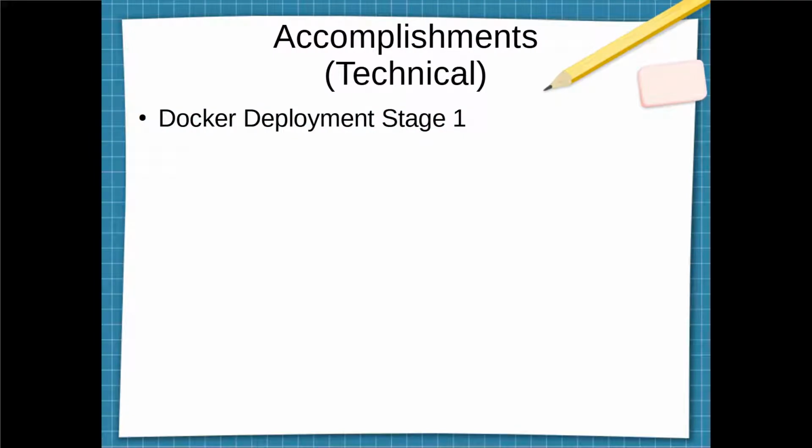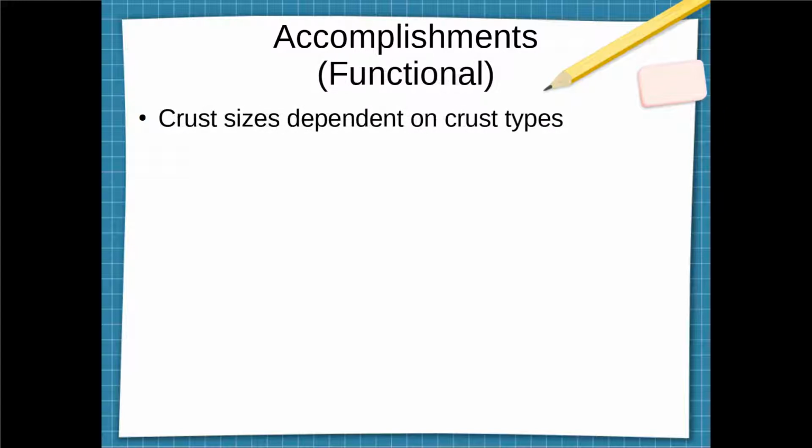Technical accomplishments were Docker deployment stage 1. We're going to talk about why it was stage 1 here in a little bit. The functional accomplishments were we made the crust sizes dependent on the crust types. I felt that was an important mod to complete before deployment.